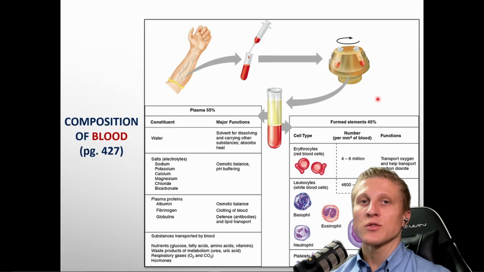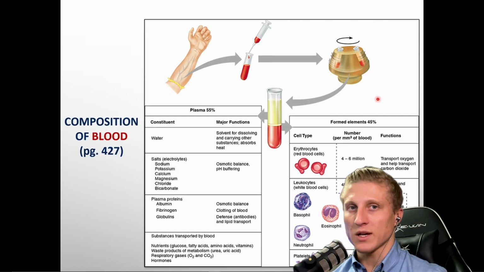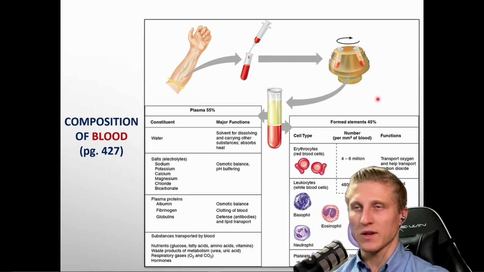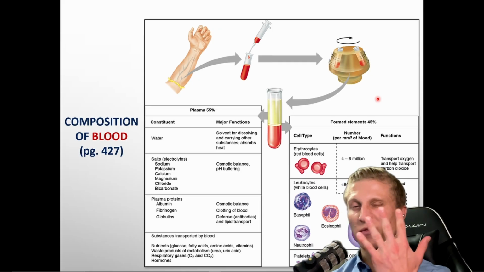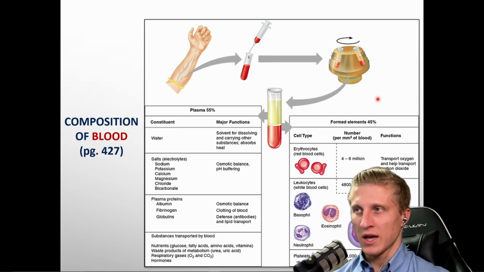Next, we have white blood cells, or our leukocytes, as they're more scientifically known. So leukocytes is the scientific name for our white blood cells. There's 5 main white blood cells. We'll talk about each of those in just a little bit.